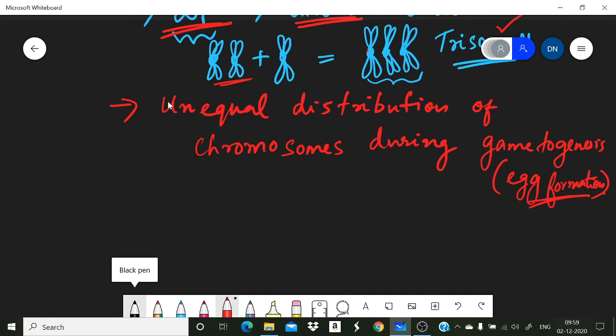During gametogenesis the chromosomes segregate or separate, meiotic division occurs, reduction division occurs. If you don't remember gametogenesis, please go through the second chapter, human reproduction. There you can see gametogenesis, both spermatogenesis and oogenesis. There the meiosis, that is a reduction division, is also covered.